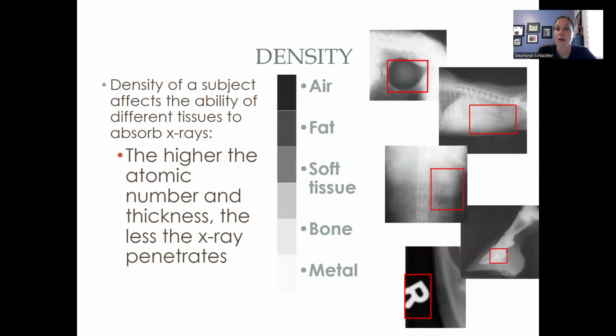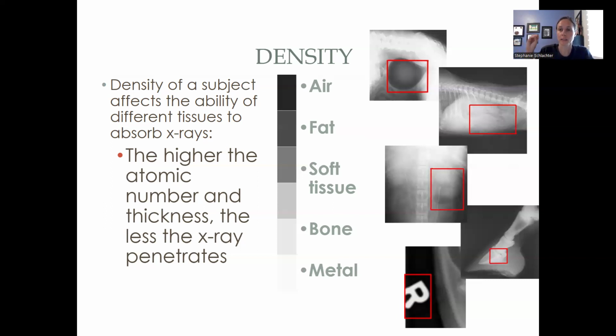And then air is the least dense thing, right? It's a gas, we can't see it. There's no physical thing here for x-rays to get stuck in. So the x-rays go right on through. So that means that that film or that recording device is getting as many x-rays as possible. So it'll end up being darker in those spots, okay?